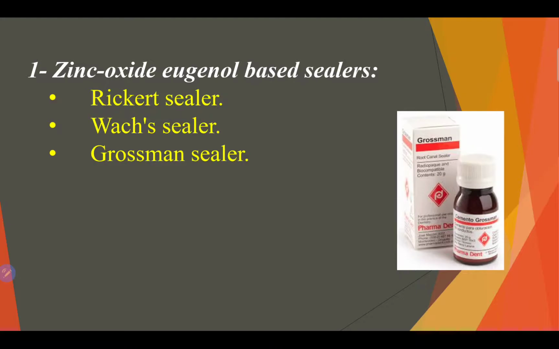The first sealer is zinc oxide eugenol based sealer. The main ingredient in it is zinc oxide eugenol, like Rickert sealers, Wach's sealers, and Grossman sealers. I don't want from you any details. I just want you to know the sealer and the examples and the names of the sealer only. I don't want any composition, just the sealer and the examples for it.